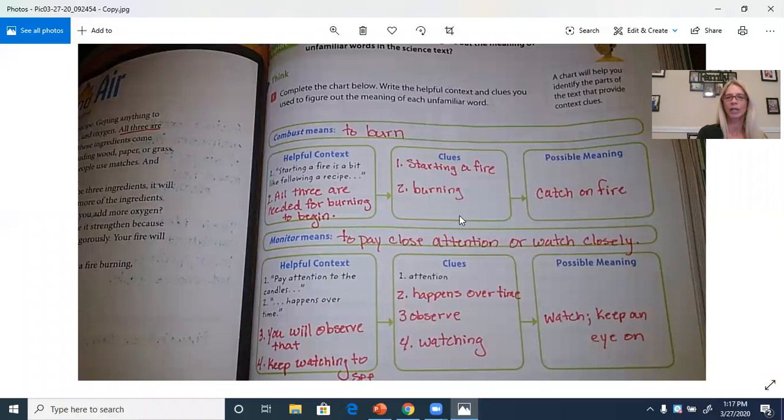So when we're monitoring something, like if I was walking around and monitoring you taking a test, I would be paying close attention or watching closely.